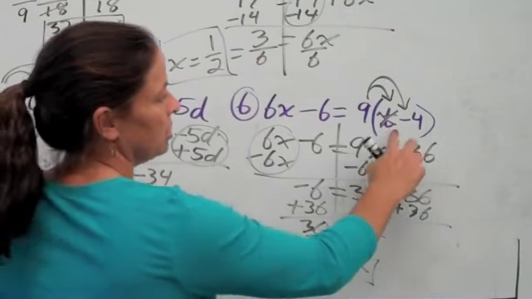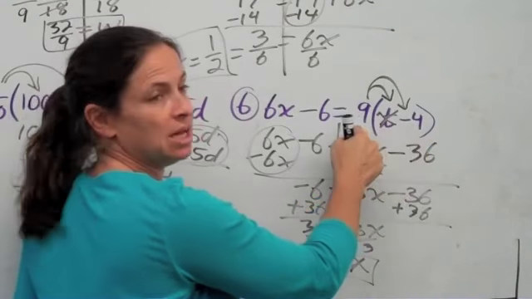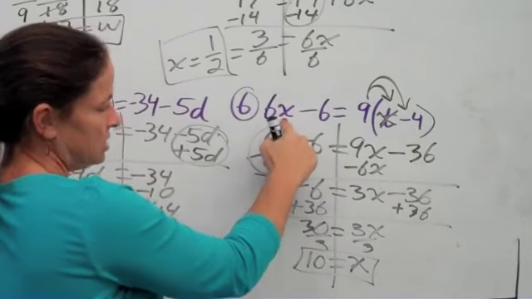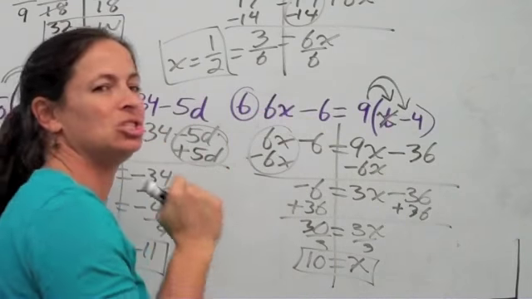Remember to do a check. 10 minus 4 is 6. 6 times 9 is 54. So we're hoping we get 54 over here. 6 times 10 is 60. Minus 6 is also 54.